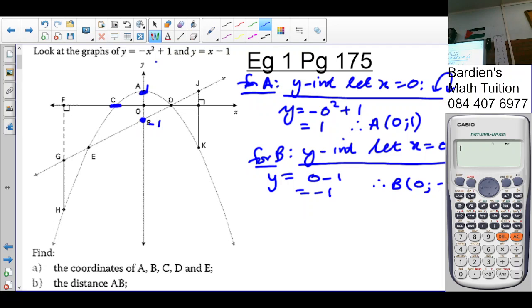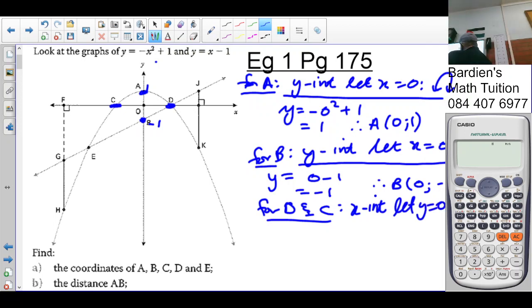X-intercept of the parabola as well as D, not so? D is also the x-intercept of the straight line. But if I calculate the coordinates of C, I'll pick up D immediately, not so? So I'd rather use the x-intercept of the parabola. So this is for D and C, or C and D. That is your x-intercept. Well, how do you calculate your x-intercept? We let y equal to 0, and that is for the parabola, not so?